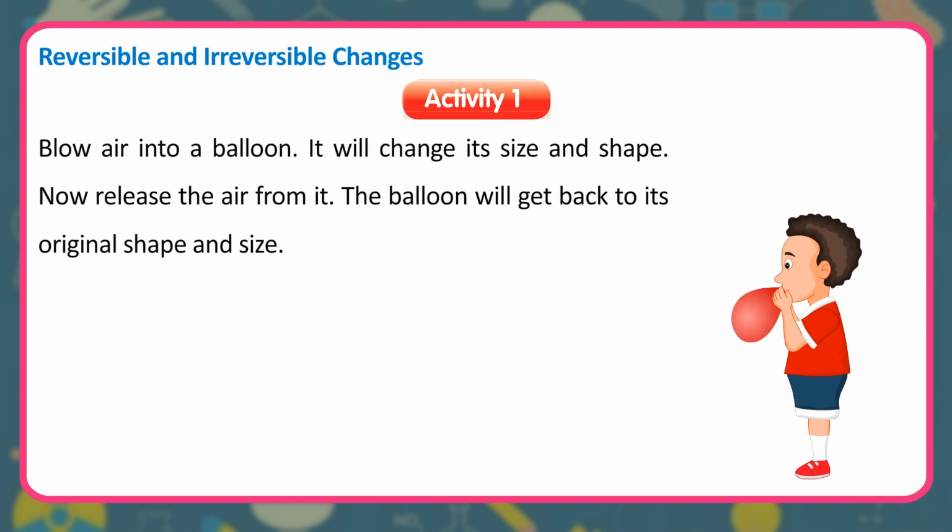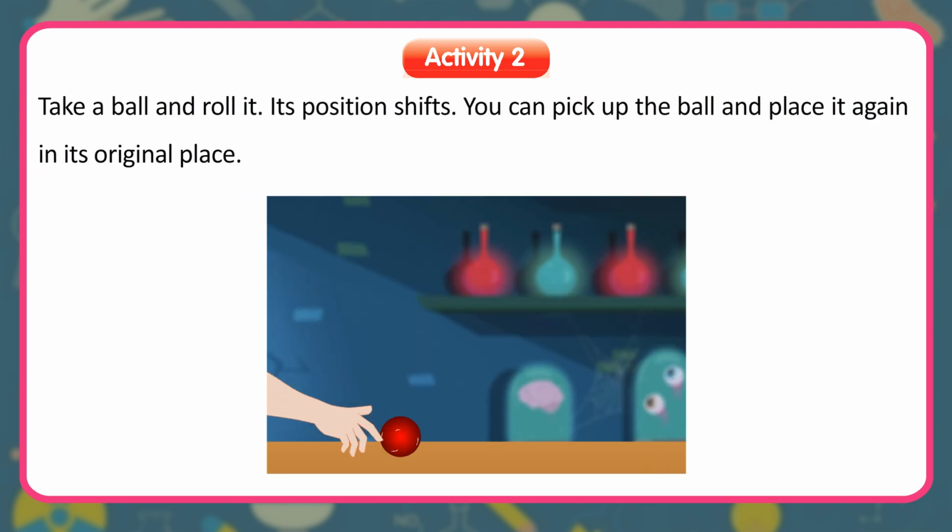Blow air into a balloon. It will change its size and shape. Now release the air from it. The balloon will get back to its original shape and size. Activity 2. Take a ball and roll it. Its position shifts. You can pick up the ball and place it again in its original place.